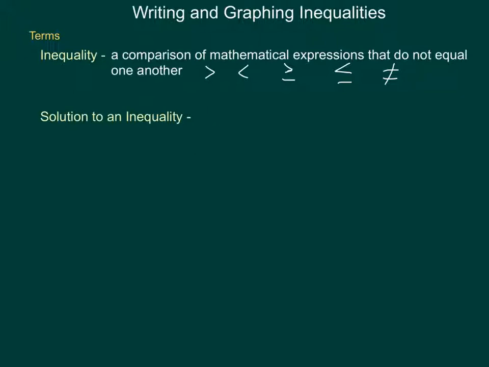Now, a solution to an inequality is the set of values that make the inequality true. Now, part of working with inequalities is having the vocabulary to associate with them. In equations with items that are equal, typically the word or statement that is used to denote that equal sign is the word is. 2 plus 3 is 5. But in inequalities, we can have a wide range of values. So let's take a look at some of them.